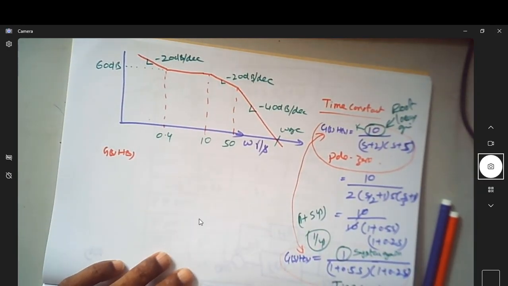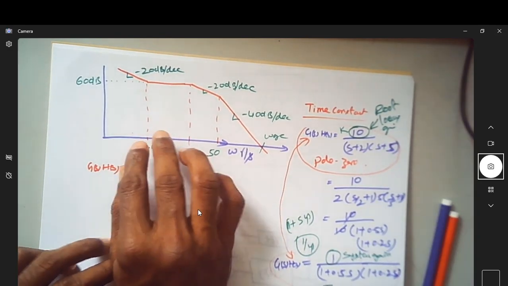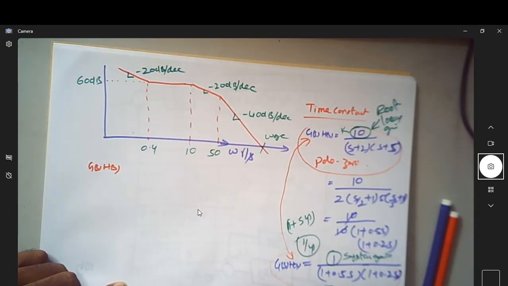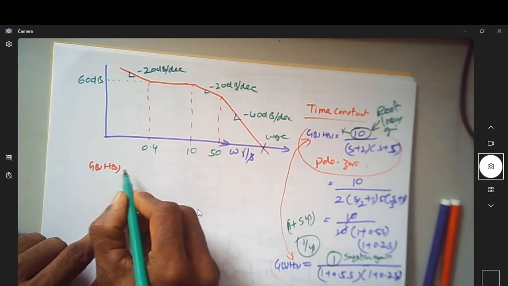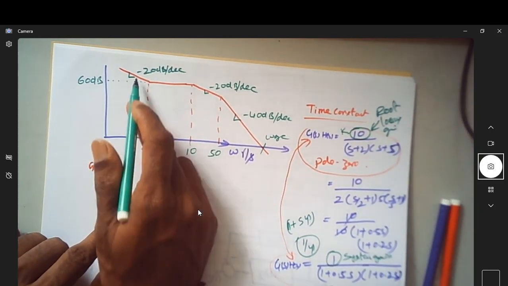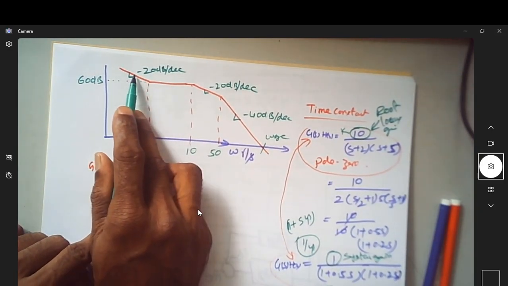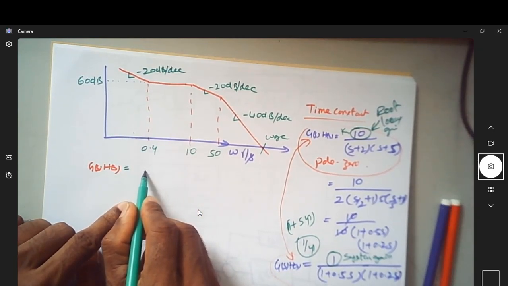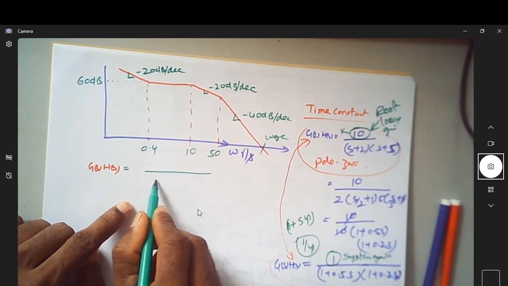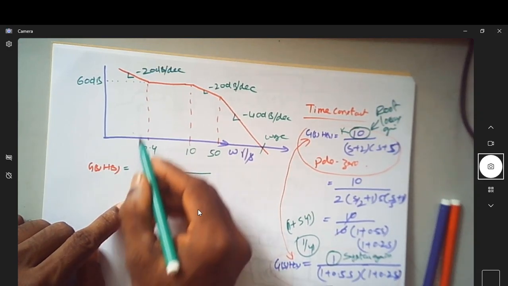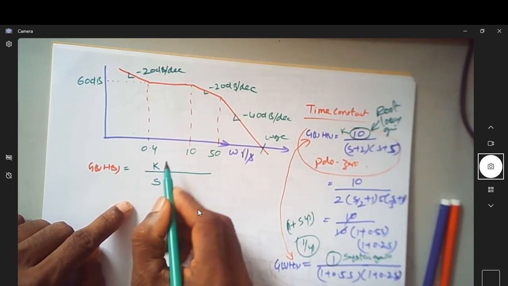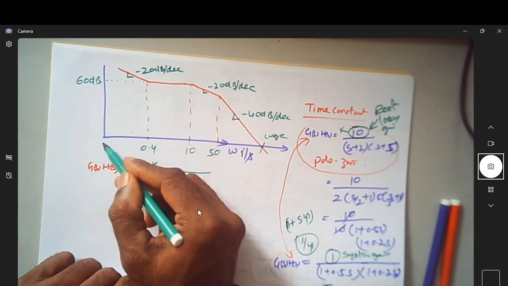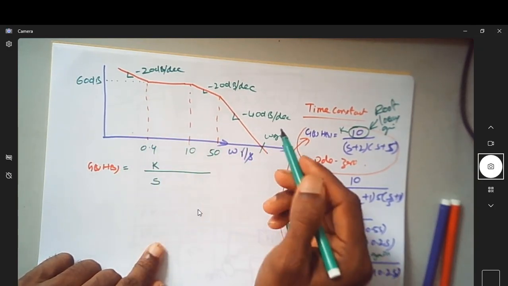Fine. So now let us write the transfer function of the given Bode plot in time constant form. Let us try to identify the initial slope. Since the initial slope is minus 20 dB per decade, we know that there is a pole at the origin. So I have a term 1 over s. Let me write it as k by s. Now there is a constant value. We don't know what the origin magnitude is, or the origin frequency also.